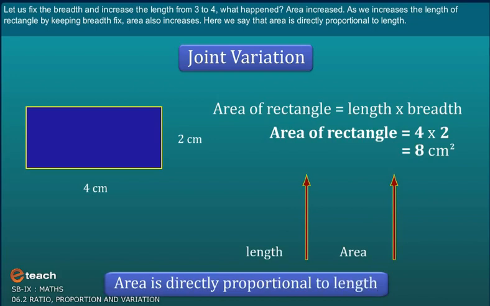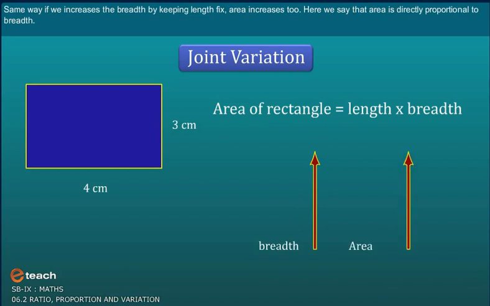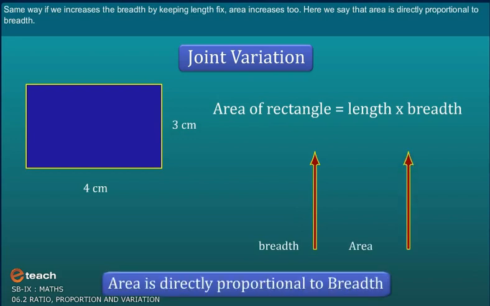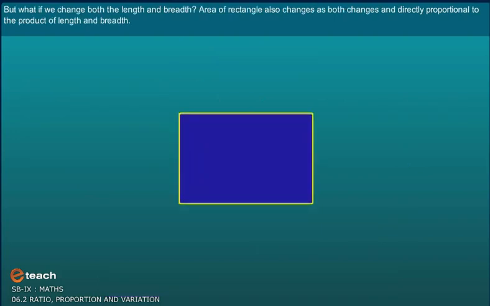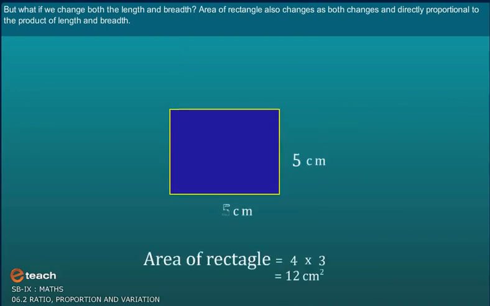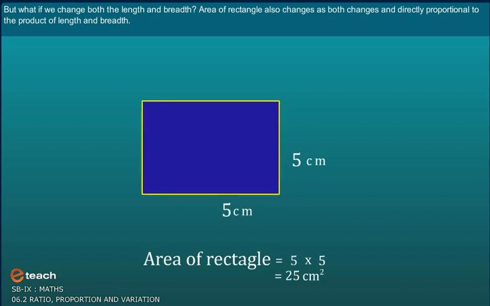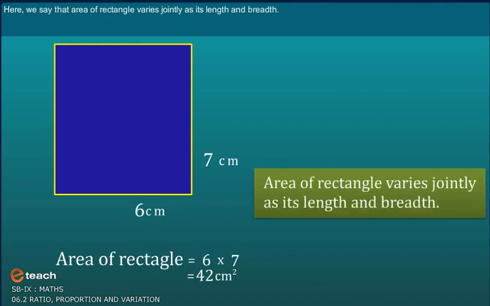Here we say that area is directly proportional to length. Same way, if we increase the breadth by keeping length fixed, area increases too. Here we say that area is directly proportional to breadth. But what if we change both the length and breadth? The area of the rectangle also changes as both change, and is directly proportional to the product of length and breadth. Here we say that the area of a rectangle varies jointly as its length and breadth.